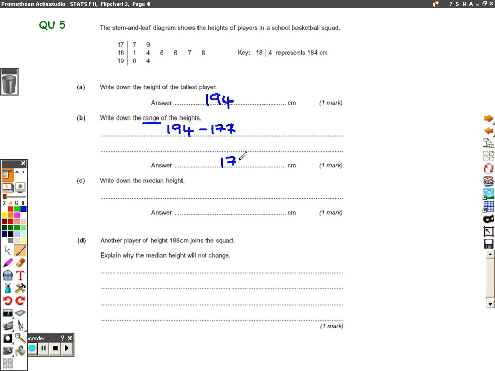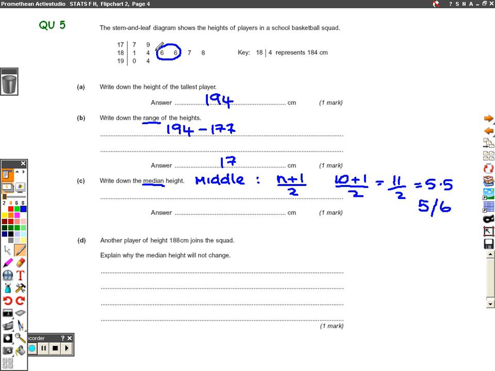Write down the median height. Now, median is the middle piece of data. So to find the position of the middle piece of data, you do n plus 1 and divide it by 2. You've got 1, 2, 3, 4, 5, 6, 7, 8, 9, 10 pieces of data, so it's going to be 10 plus 1 divided by 2, which means you're looking for the fifth point five, but there is no fifth point five, so you look for the fifth and sixth piece of data. So we count along. 1, 2, 3, 4, 5, 6. So it's going to be halfway between there. They're both the same, so it's going to be 186.